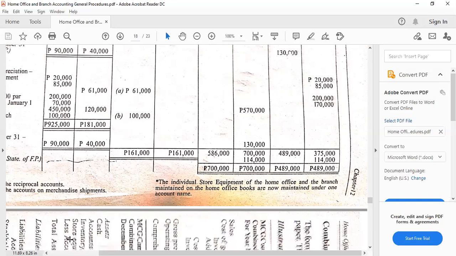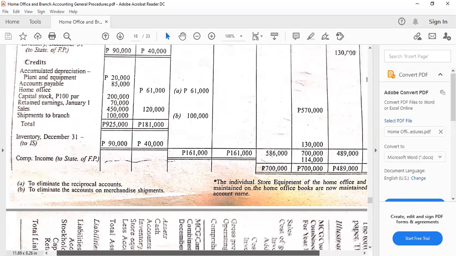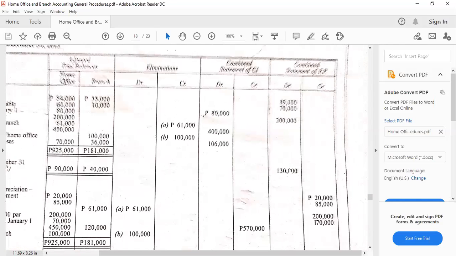Okay, so there are notes here though. Let's check. A is to eliminate the reciprocal accounts: home office and investment in branch account. And B, the reciprocal accounts on merchandise shipments, again, shipments to branch and shipments from home office. Also, another tick mark: the individual store equipment of the home office and the branch maintained on the home office books are now maintained under one account name. So we can look at that.